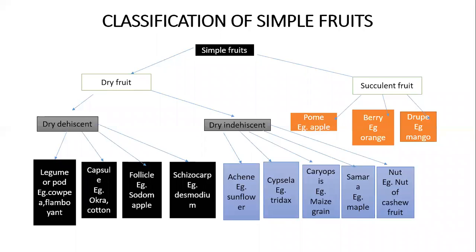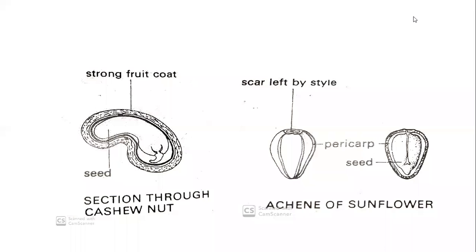So examples of achene, you have sunflower, you have dandelion, you have wheat. So let me show you the achene of a sunflower. As you can see from over here, this is the fruit of the sunflower. Now you can see the pericarp, what's around it, the coat around it, then the seed inside. This is an achene.